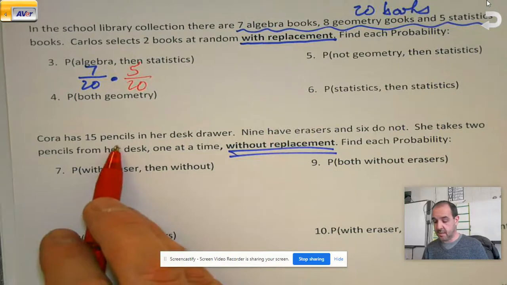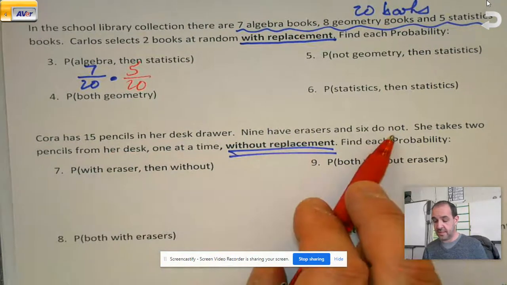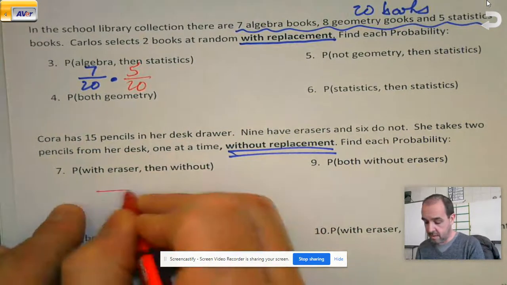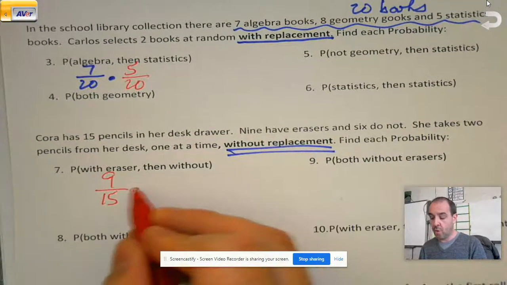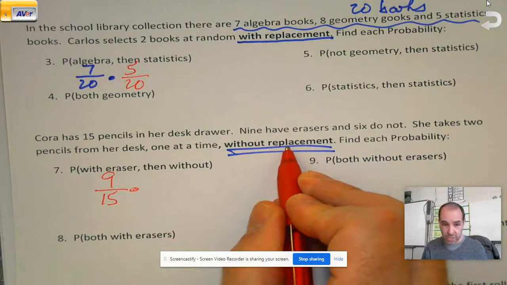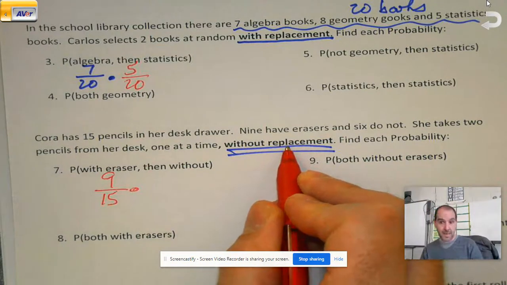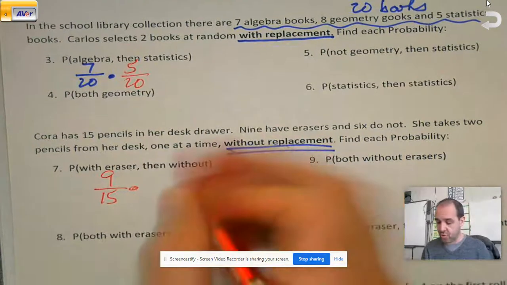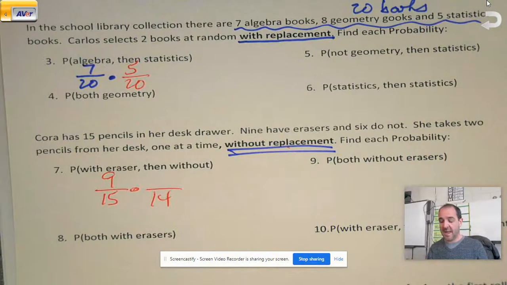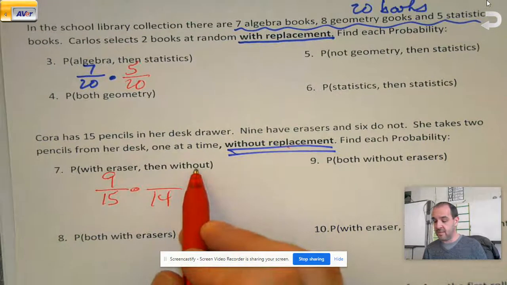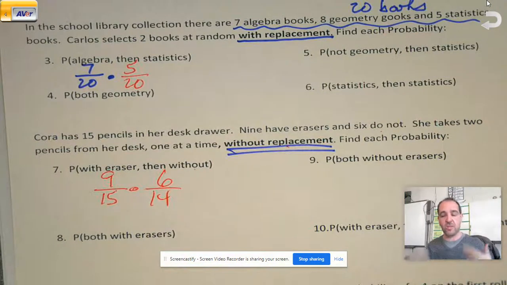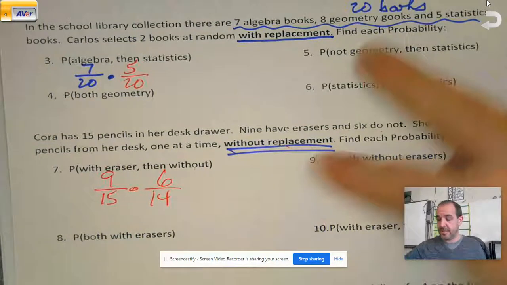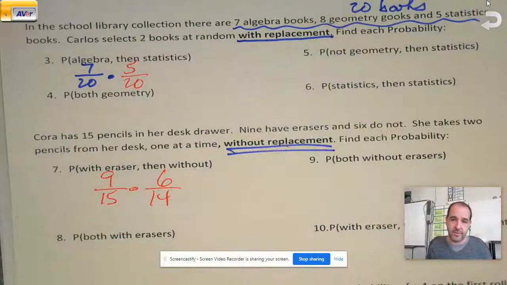We have 15 pencils. Okay, that's our total. 9 have erasers, 6 do not. So probability of getting one with an eraser: 9 have erasers. But now I took the pencil out of the drawer. Corey took this pencil out of the drawer, didn't put it back. So how many pencils are left in the drawer? 14. Now I'm drawing out of those 14 and trying to find one that does not. There's 6 of them. Reduce your fractions, multiply through. That's the type of thing I want you thinking about here. Those are the details, especially with these types, where we've got to read carefully to see what the situation is.